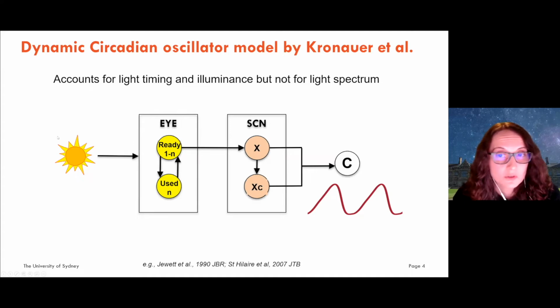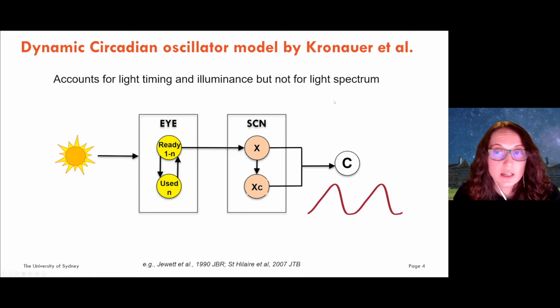For those who are not familiar with the model, it takes the photopic illuminance as an input, or for most people, it's known just as illuminance. This light input affects the photoreceptors in the eye, which convert between ready and used state, and they send input to the oscillators or the circadian variables in the SCN, which then together produce the circadian output. And this model is great for prediction of circadian phase, for example, in shift work and jet lag, but what it does not account for is the spectrum of light.